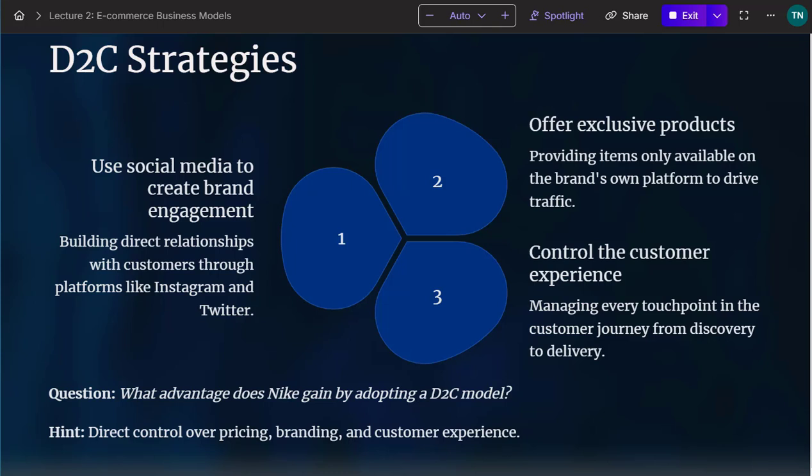We also look at the question here: what advantage does Nike gain by adopting a D2C model? Direct control over pricing, branding, and customer experience is the key advantage, right?